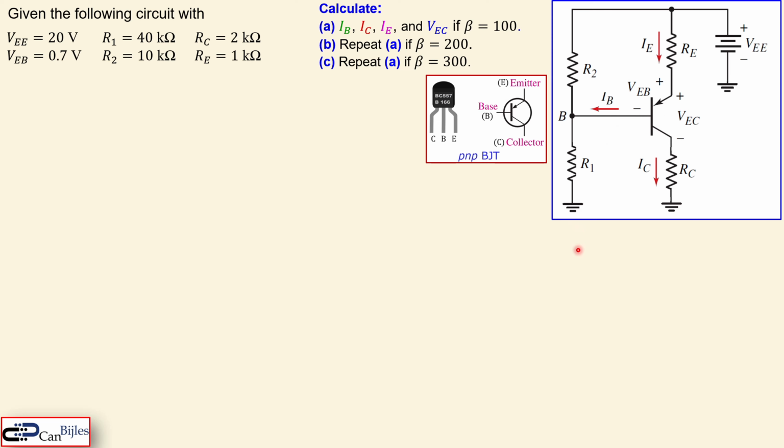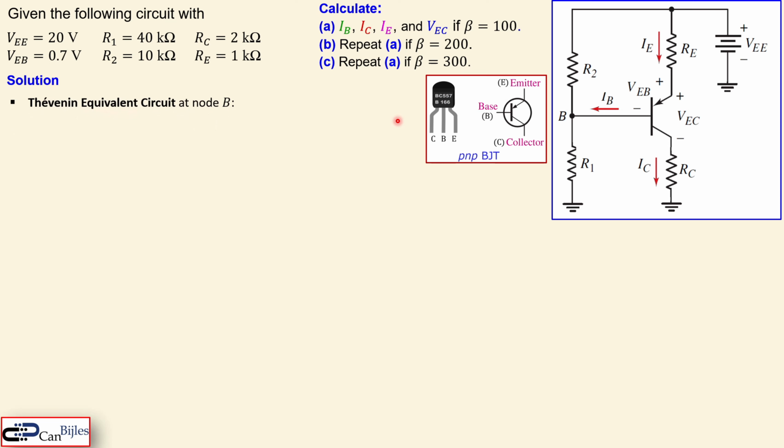Now what we want, as in the previous examples, is to calculate all the currents, the base current, the emitter current, and the collector current, and also the emitter-collector voltage. For the beta, which is the current gain of this transistor, use 100. Then repeat the calculations, but with beta now 200, and also beta 300. So we have 3 cases, and we will summarize the results later. Let's look at the solutions and how to work this out.